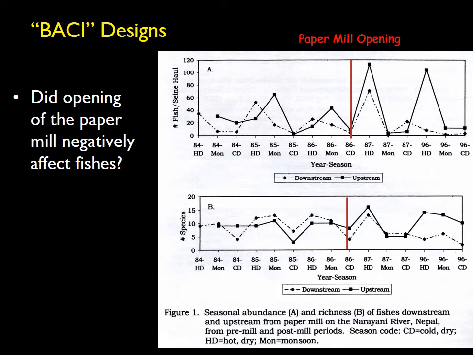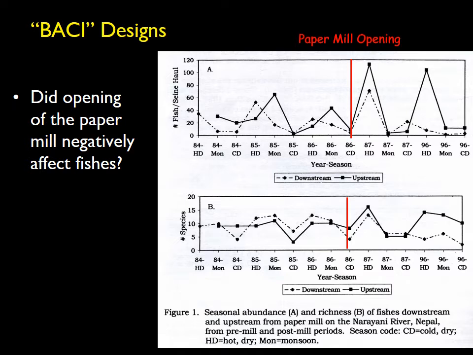All right, so if we think of that paper mill opening as the impact, right? It happened right where that red line is, in the cold and dry season of '86. So just to orient you, we've got our data going from 1984 up through '86, and then again in '87, and then in '96 as well. The site that's downstream has the dashed lines. It was the one downstream that was affected by the paper mill, and upstream is a solid line. That was our control site.